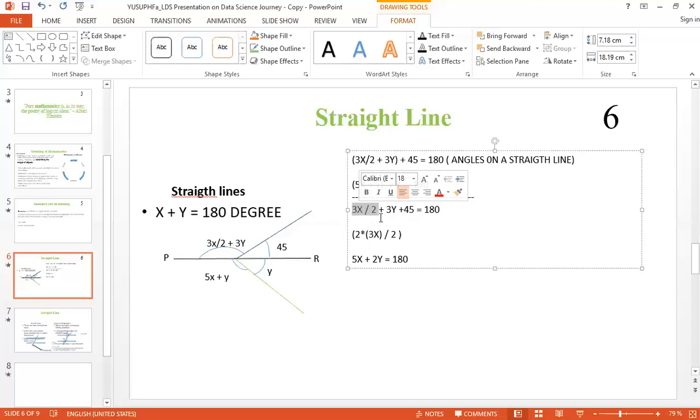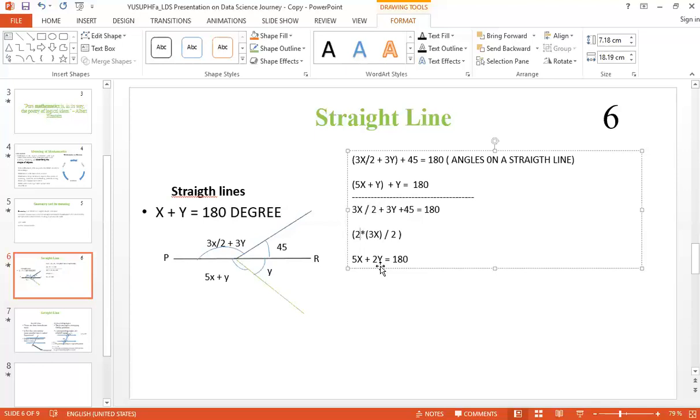So that 2 that is dividing 3x, we want to remove it from there. We need to remove it so that we are not going to have a fraction. And for you to remove a denominator, you have to multiply the top by 2. The only way we can cancel out that 2 is by multiplying the numerator by 2. You understand? So that is why this 2 is coming.